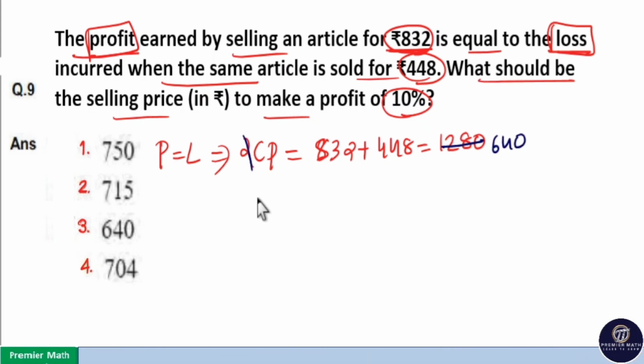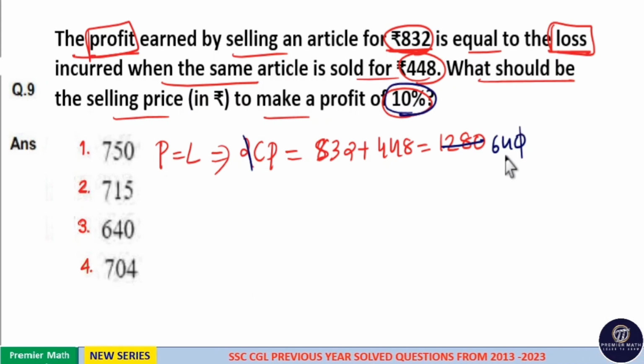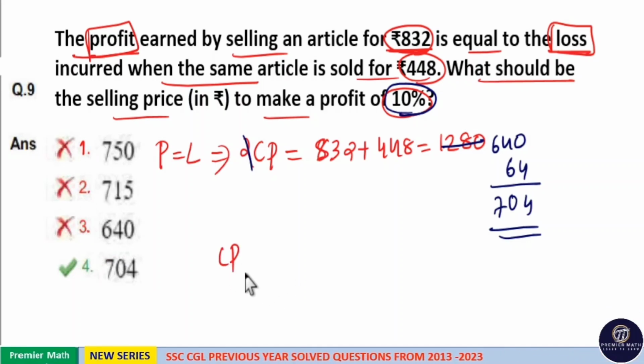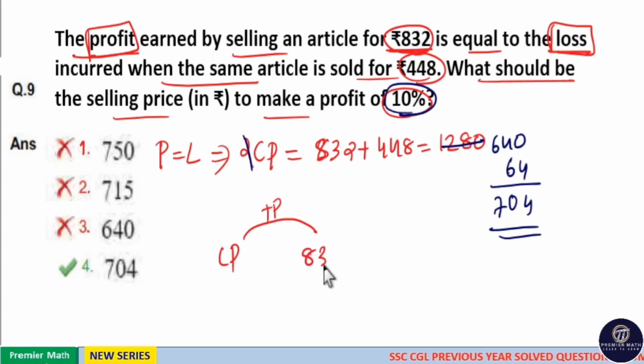Then 1 CP, that is cost price is equal to 640 rupees. So CP is 640 means we need to make a profit of 10%. So 10% of 640 is equal to 64. So 640 plus 64 is equal to 704. So your answer is option 4. That is, here the concept is, this is CP. Now you have a profit. Profit means here sell price is equal to 832. When you sell at the 832, you have a profit.